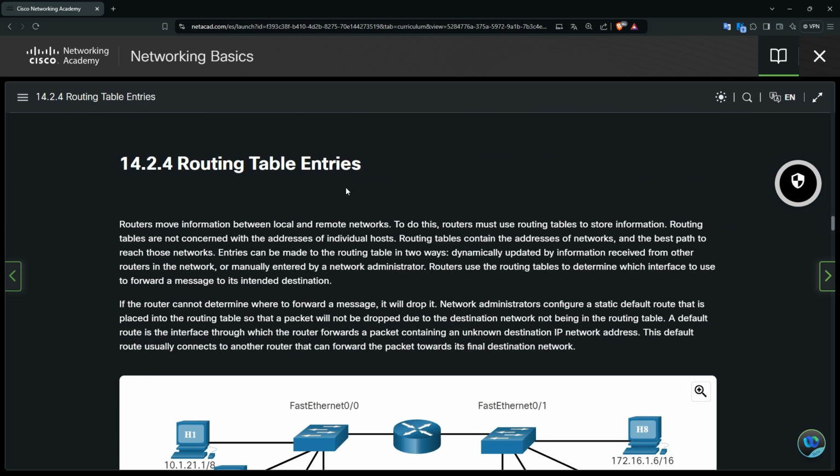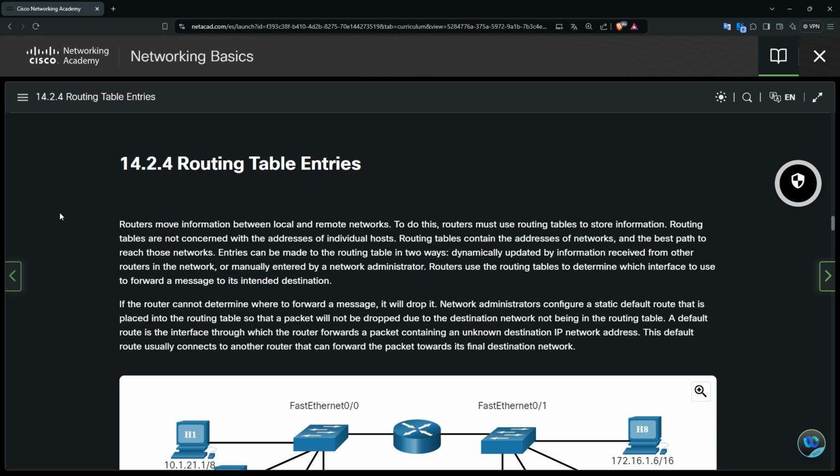Routing table entries. Routers move information between local and remote networks. To do this, a router must use a routing table to store information. Routing tables are not concerned with the address of individual hosts. Routing tables contain the addresses of networks and the best path to reach those networks. Entries can be made to the routing table in two ways: dynamically updated by information received from other routers in the network, or manually entered by a network administrator.